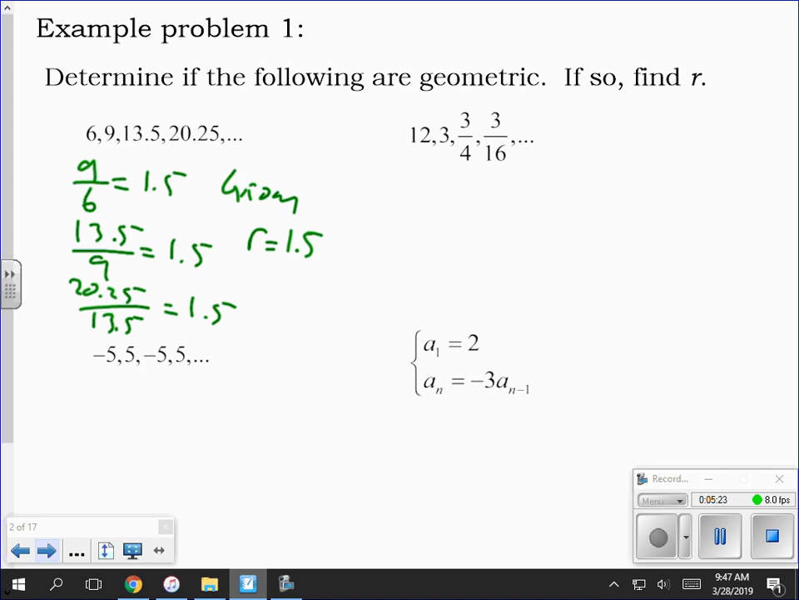There's a very close relationship between the two. Arithmetic, you add. Geometric, you multiply. Arithmetic, you subtract. Geometric, you divide. There's a connection between them.